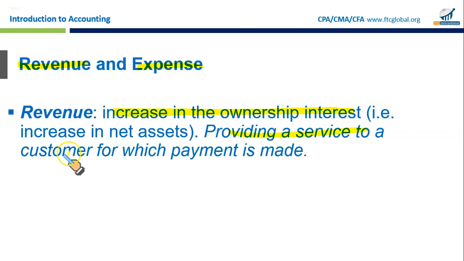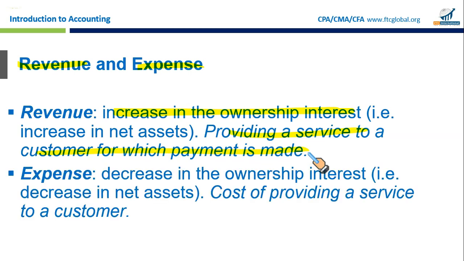So when you provide a service or a good to a customer, the payment is made or a promise of payment is made. This is called revenue. So what are expenses? Simply, an expense is a decrease in ownership interest due to decrease in net assets. For example, take the same example, for instance. If the software company spends $300 on the technical support to maintain the software we sold for $500, this $300 is recorded as an expense. Right?